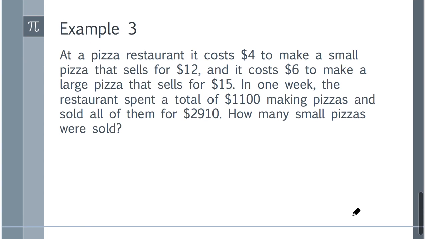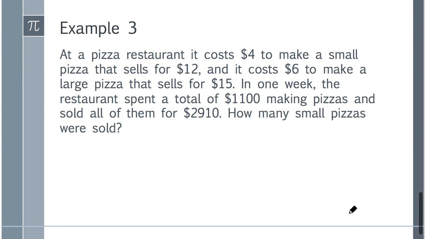Okay, so let's try example number 3. So we have, at a pizza restaurant, it costs $4 to make a small pizza that sells for $12, and it costs $6 to make a large pizza that sells for $15. In 1 week, the restaurant spent a total of $1,100 making pizzas, and it sold them all for $2,910. So we have small pizzas. I'm going to call them X. We have large pizzas. I'm going to call them Y. All right, and we have 2 separate equations. We have the equation for the cost, and we have the equation for the sold.